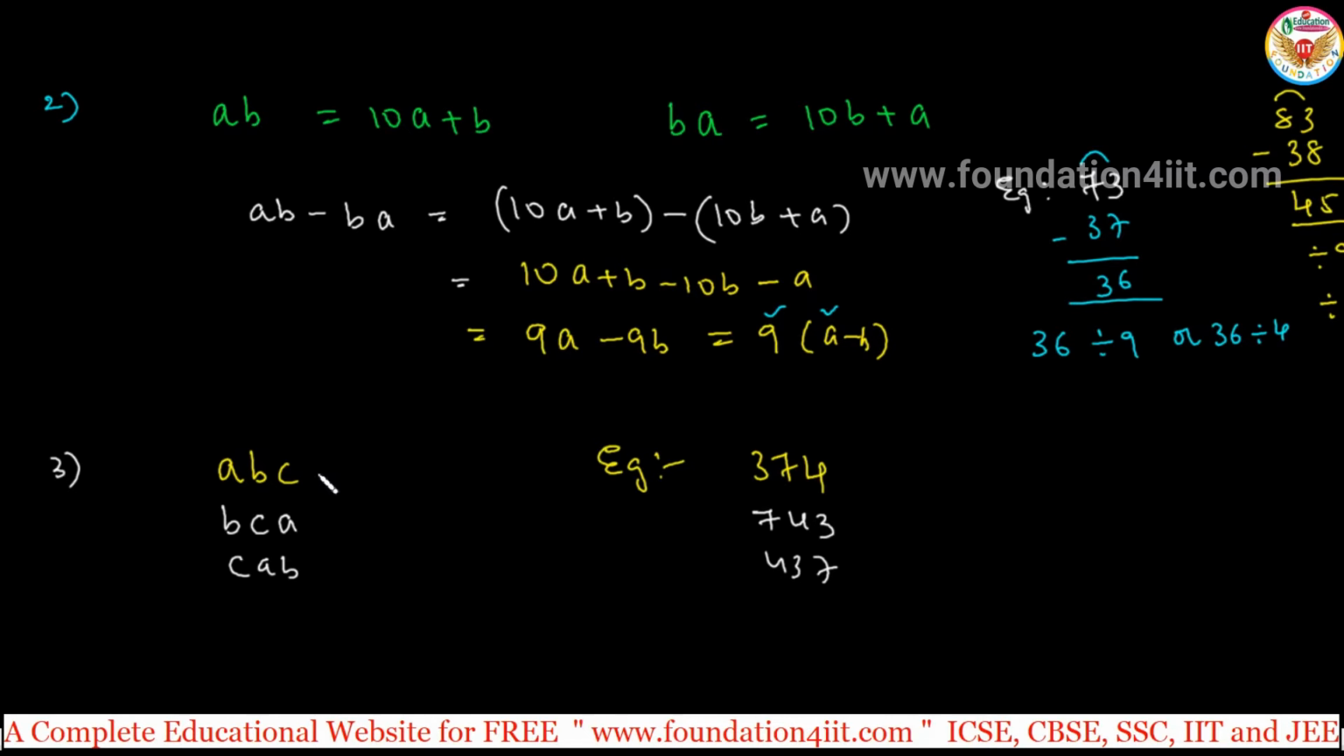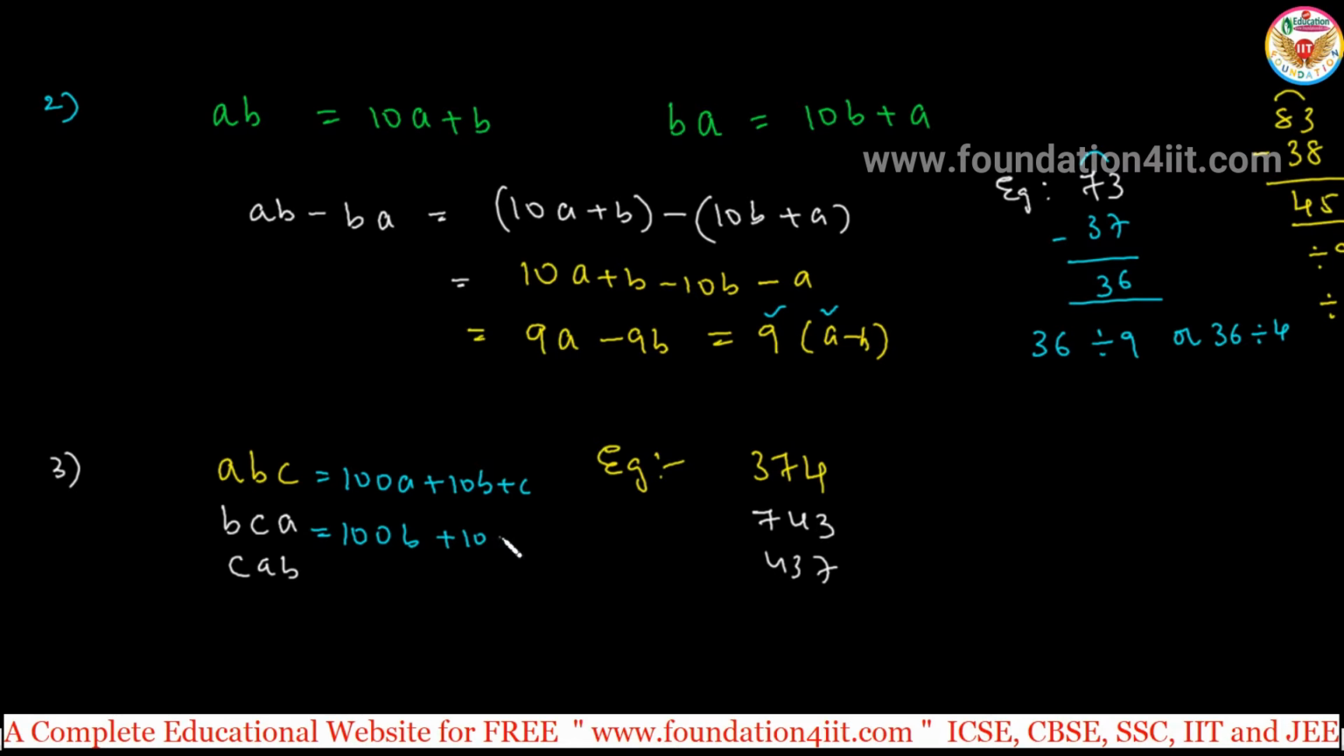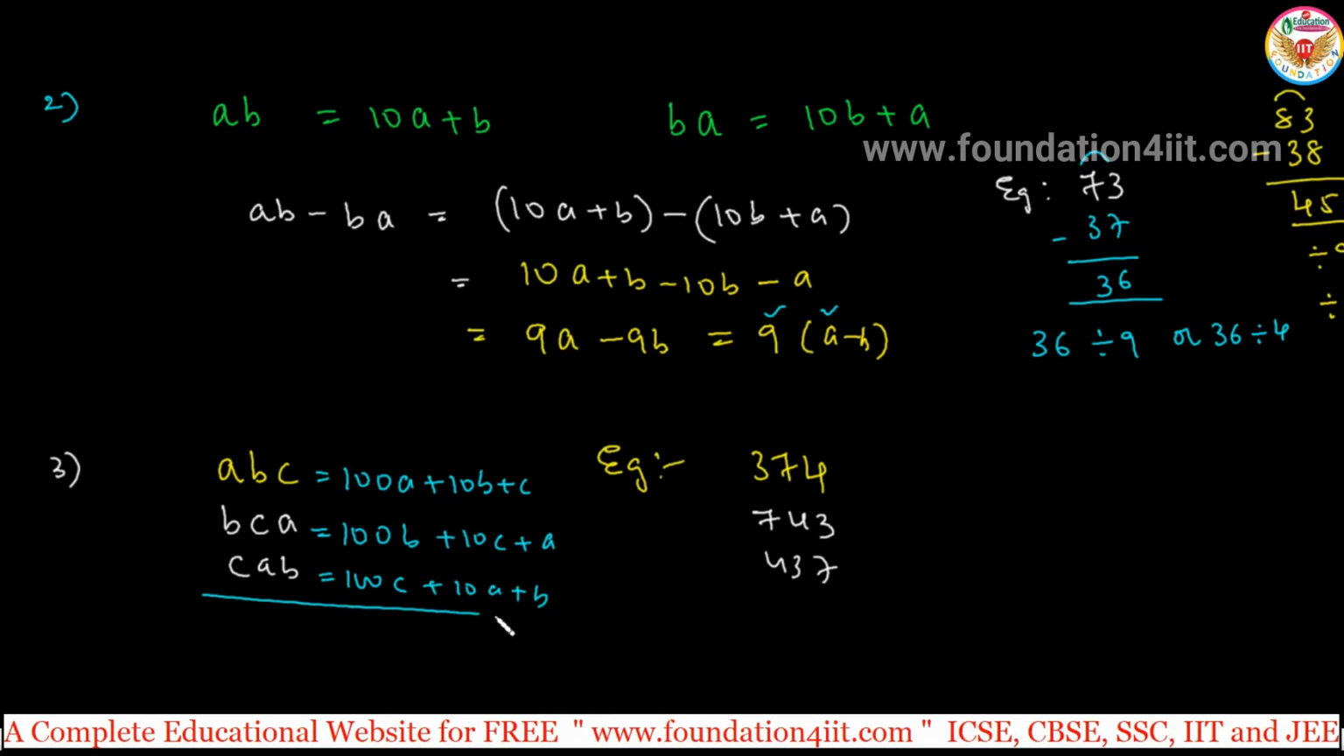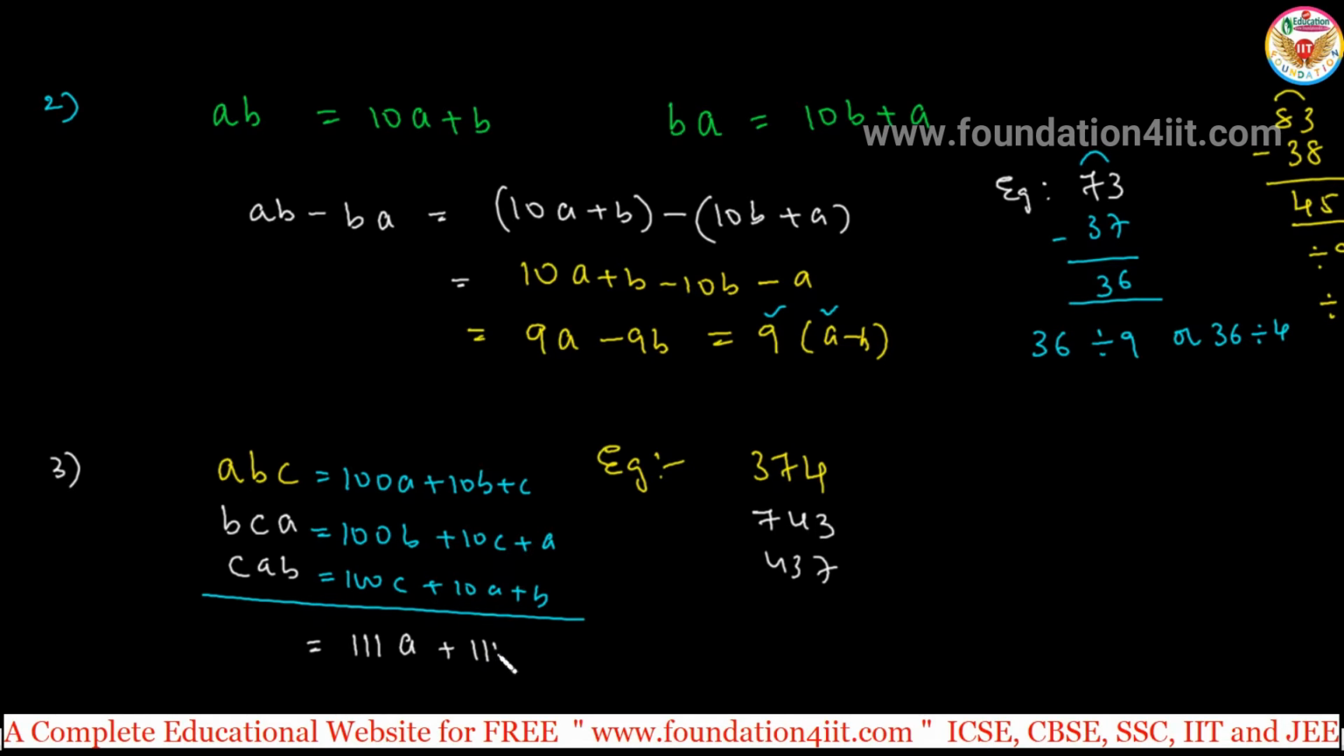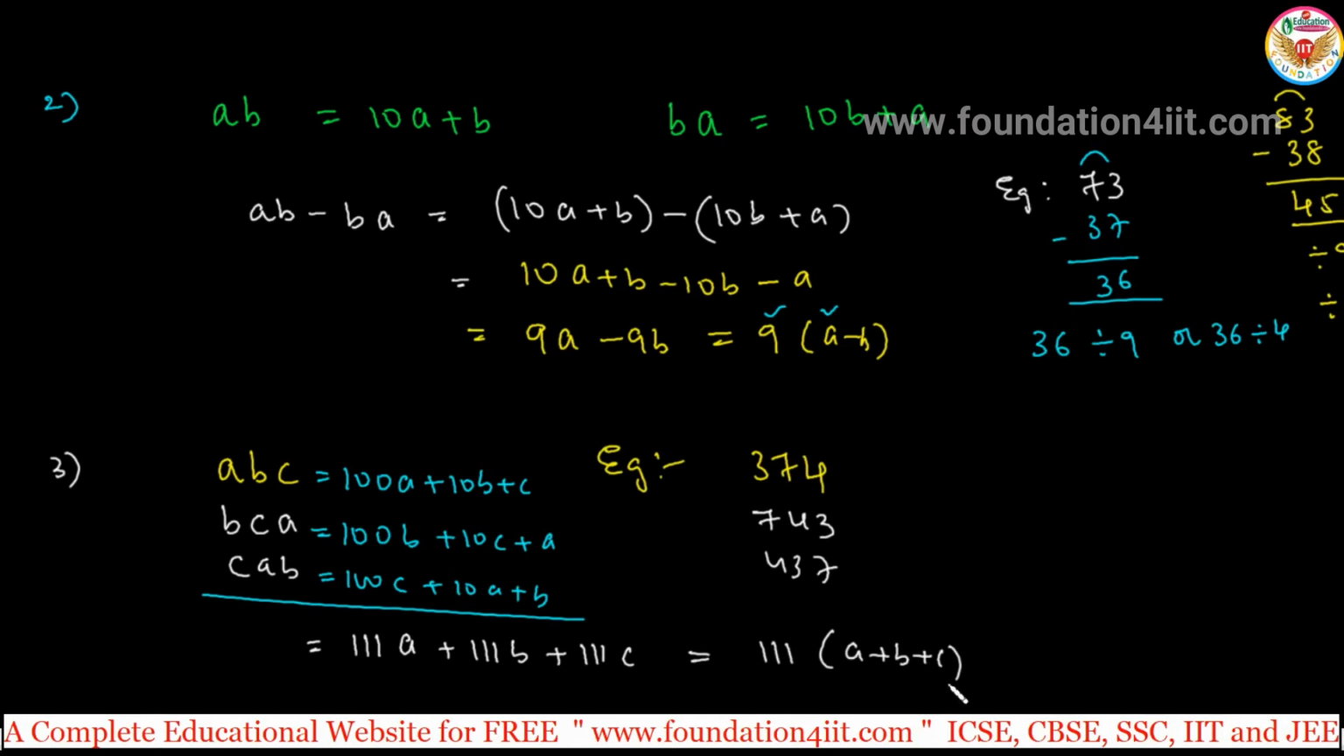Take any 3-digit number, change the digits around, and add them. So what will happen? ABC is 100A plus 10B plus C. The second one in generalized form is 100B plus 10C plus A. And 100C plus 10A plus B. By adding these 3 numbers, 100A, A and 10A, total 111A plus 111B plus 111C. From this you can take 111 common, then A plus B plus C.